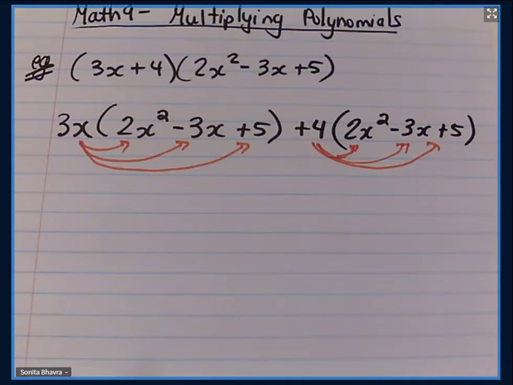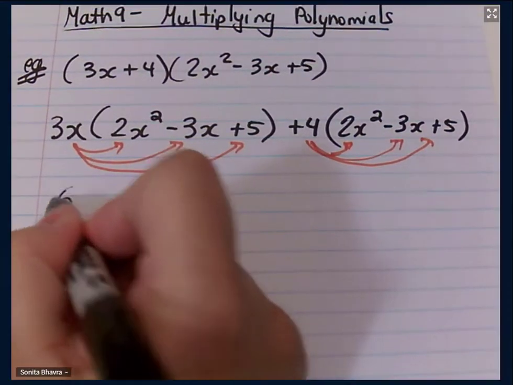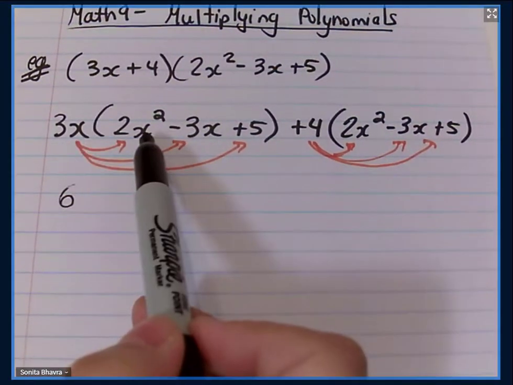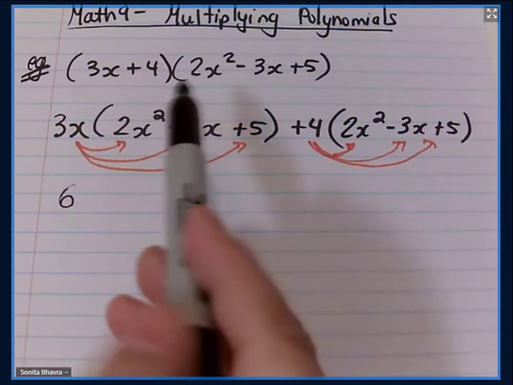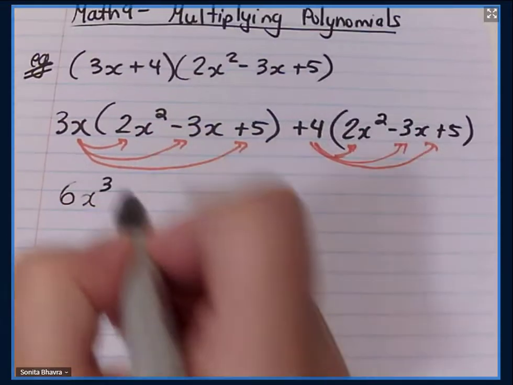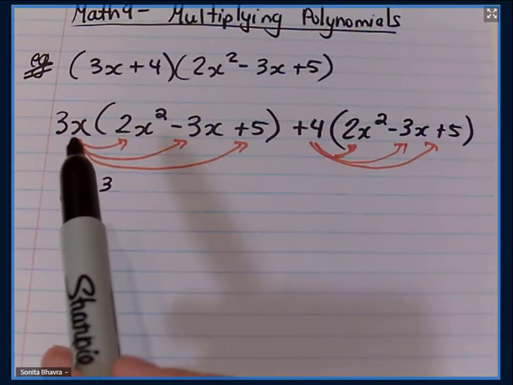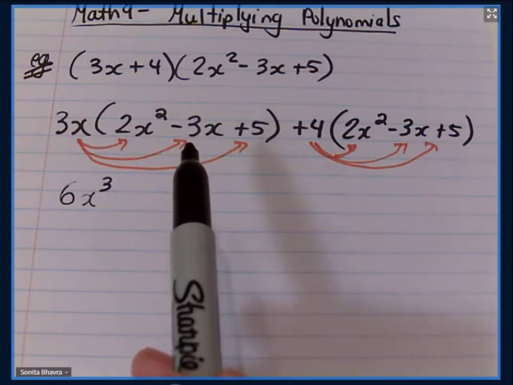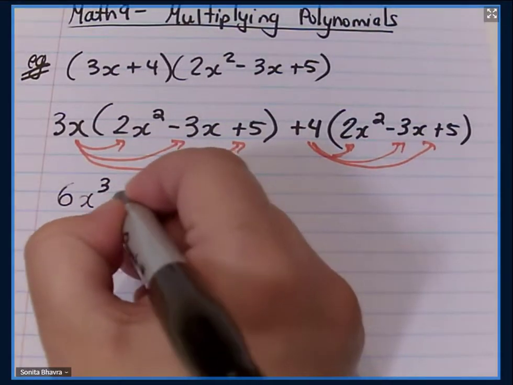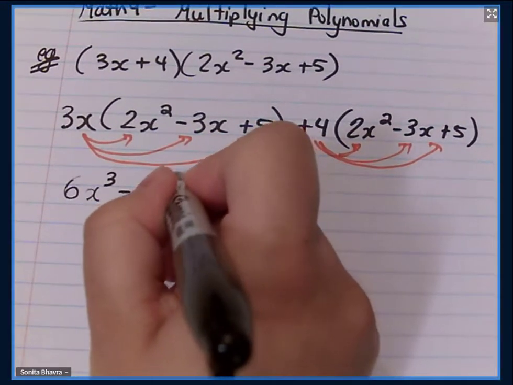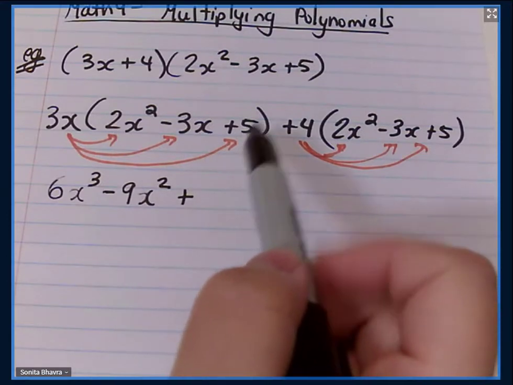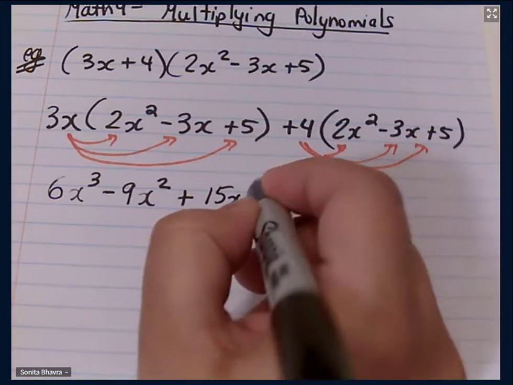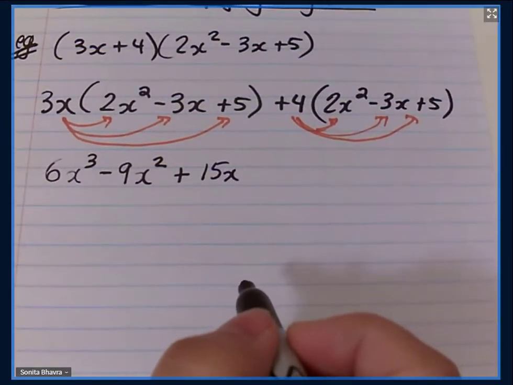All right, so let's multiply 3x times 2x squared. So 3 times 2, that's 6. And then x times x squared, you will add the exponents. So x to the power of 1 and x to the power of 2. We add the exponents, that becomes x to the power of 3. Then we have 3x times negative 3x. That will become negative 9x squared. And then lastly, we have 3x times 5. That just becomes 15x.